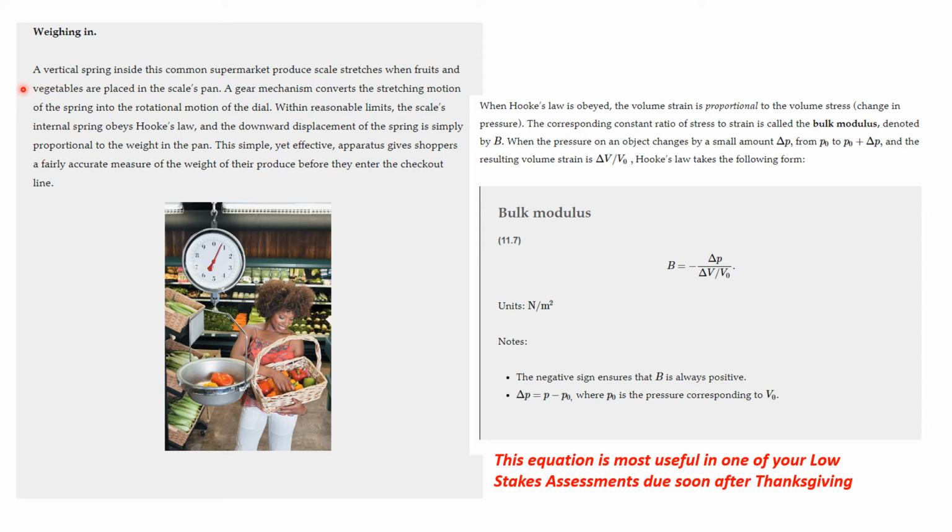And these concepts can be used when we're weighing things. In a supermarket, for example, often a vertical spring inside this produce scale stretches when fruits and vegetables are placed in the pan scale. A gear mechanism converts the stretching motion of the spring into rotational motion of the dial. Within reasonable limits, the scale's internal spring obeys Hooke's law, and the downward displacement of the spring is simply proportional to the weight in the pan.